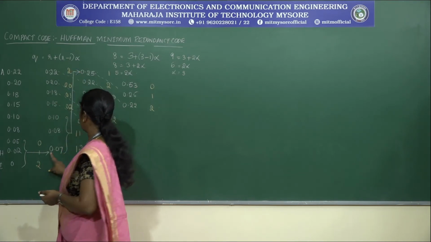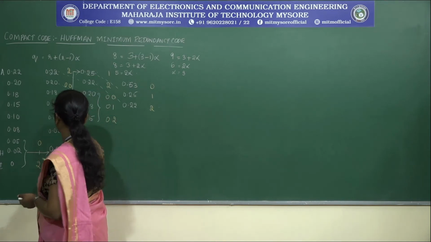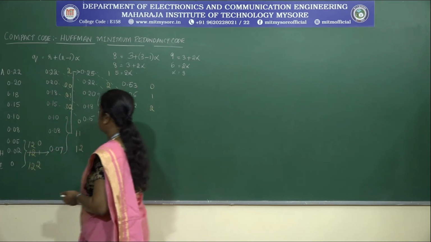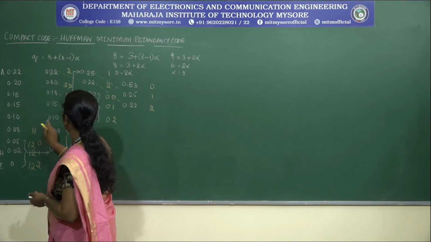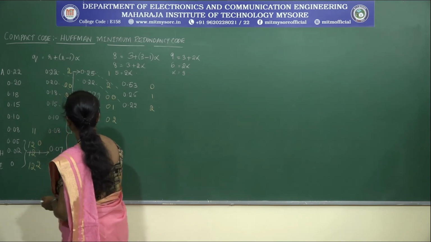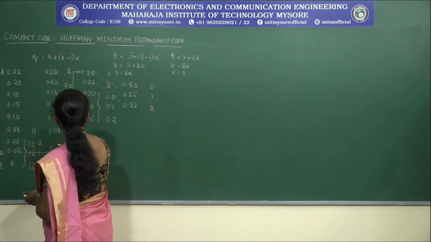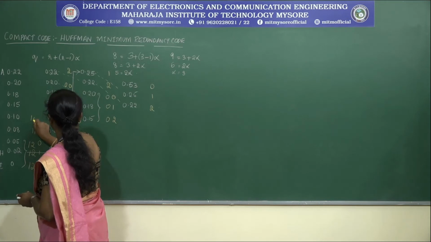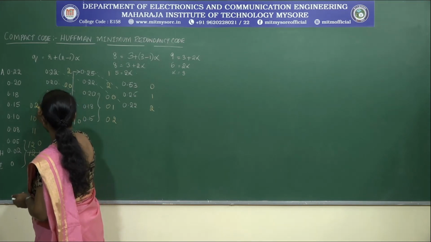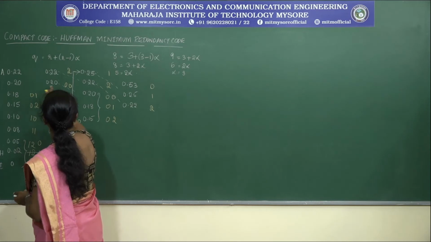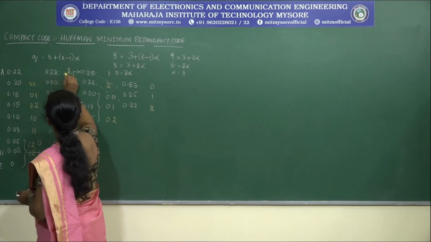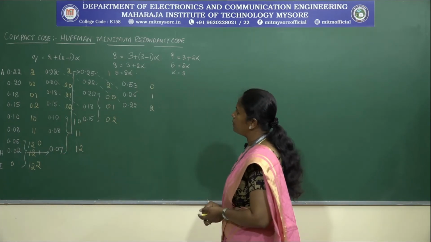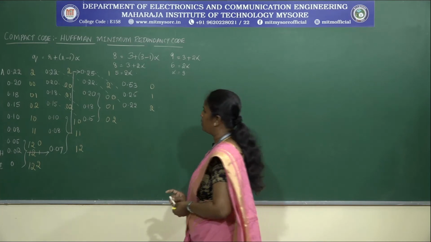The sum of this is 0.07. What is the value of 0.07? We have 1, 2, 1, 2 and 1, 2. So 0.08 value is 1, 1. 0.10 value is 0, where I have missed 1, so it is 1, 0. 0.15 value is 0, 2. 0.18 is 0, 1. 0.20 is 0, 0 and 0.22 is 2. So this is how we need to find the code words with respect to ternary compact encoding.